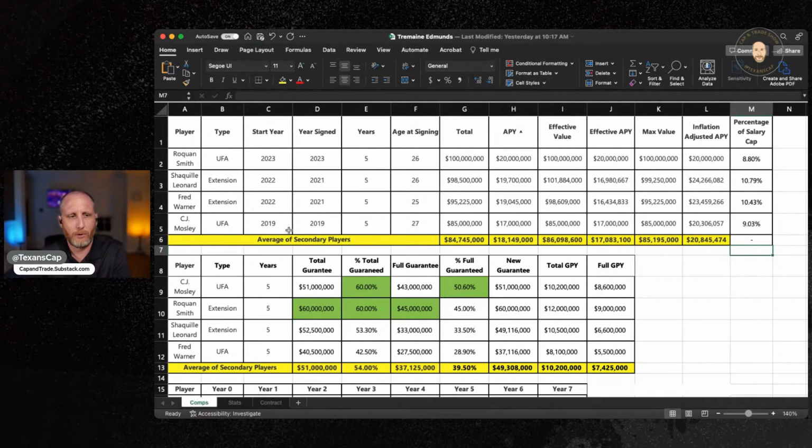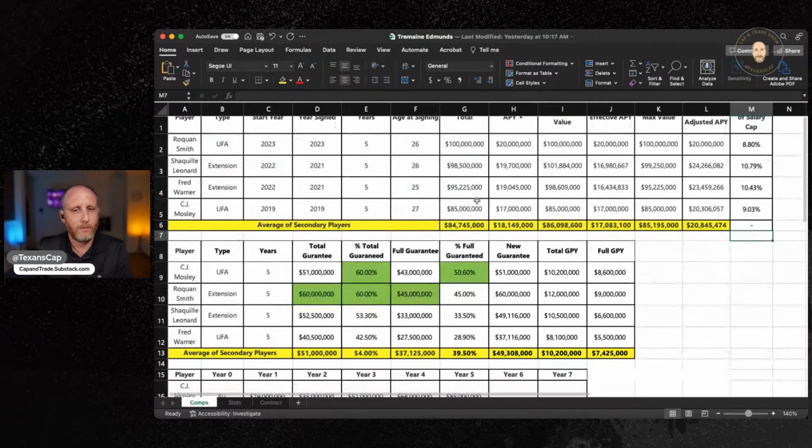And then CJ Mosley back in 2019 at 9%. He was an unrestricted free agent. I went ahead and put Roquan Smith as an unrestricted free agent because he was going to be a free agent come March, and this is what he would have seen on the open market. So it's not technically, yeah, it's an extension, but the way the agents in the market and the league are going to look at it is as a free agent contract. So we're going to try to fit somewhere in here.